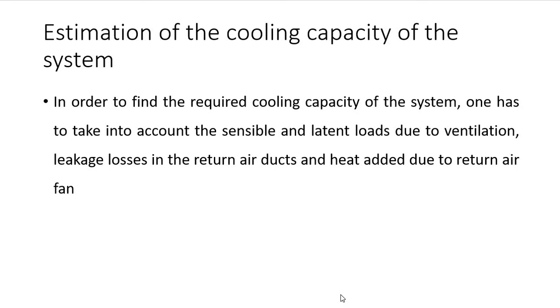Next, we are determining how we can estimate the cooling capacity of the system. Since the last few slides, we have discussed the cooling load acting on the room. Now, how can we find the cooling capacity of the system, that is, the cooling capacity of the air conditioning equipment? There are some more factors which have to be considered before finding it. That is, we have to consider the sensible and latent heat loads due to ventilation and leakage loss in the return air ducts and heat added by the return air fan.